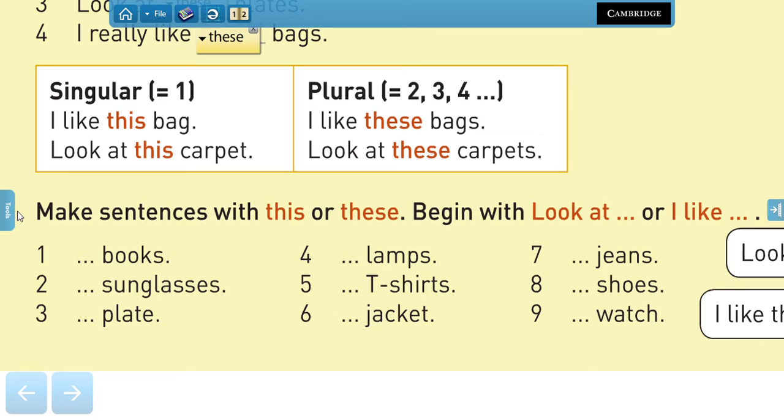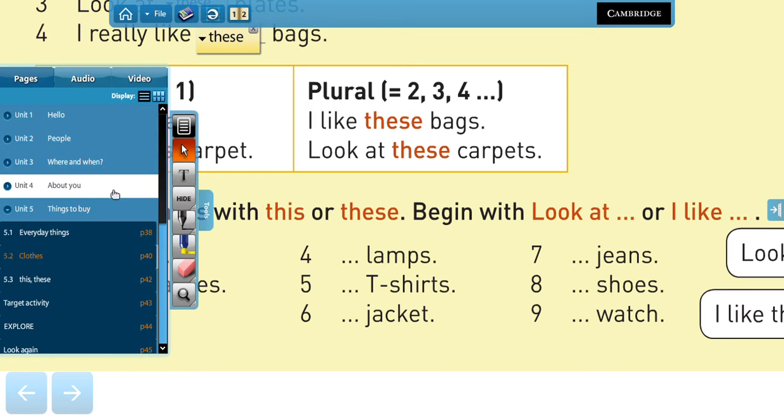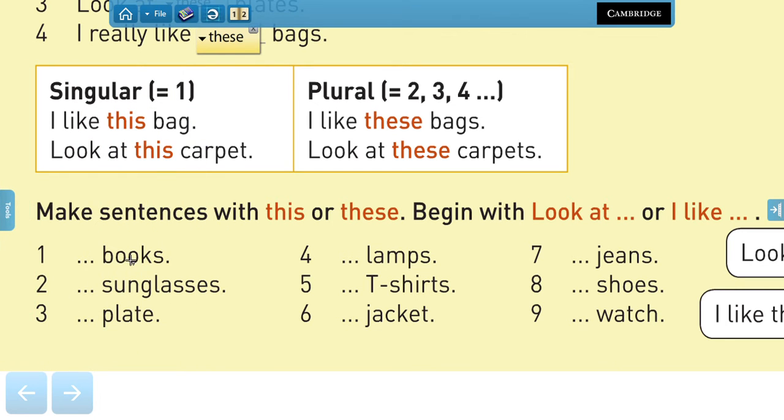So, are you ready? First one, books. We say these books. Very good. Number two, these sunglasses. Number three, this plate, right? This plate. These lamps.